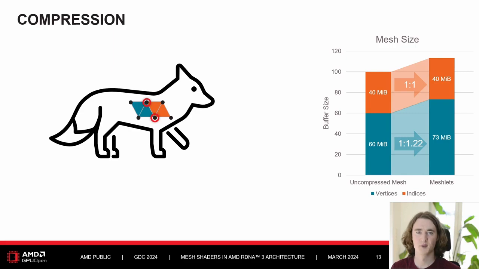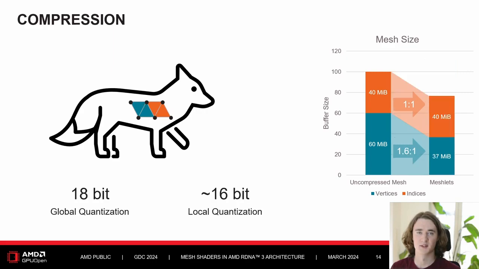Now, duplicating vertices means we now have more vertices and our vertex buffer gets larger. So, not a great start to compression. But we can easily redeem some buffer size if we just quantize all the vertex attributes.